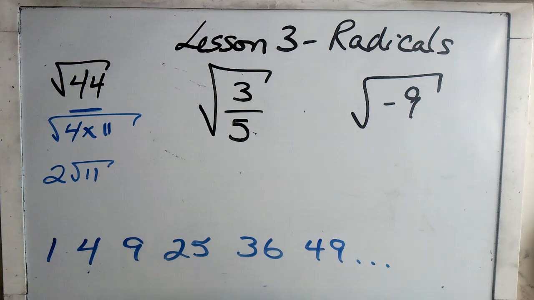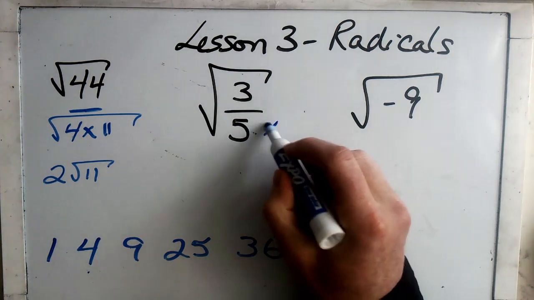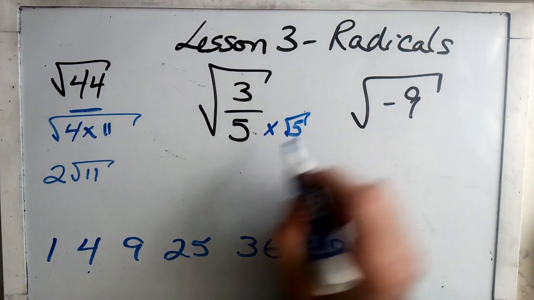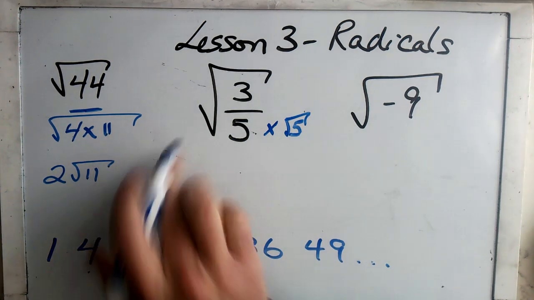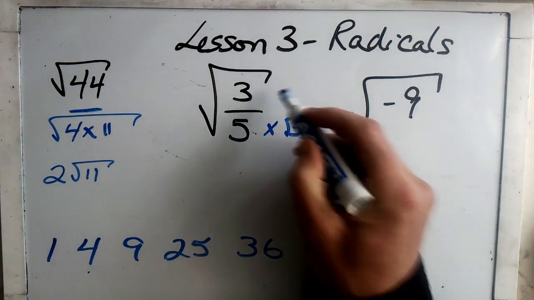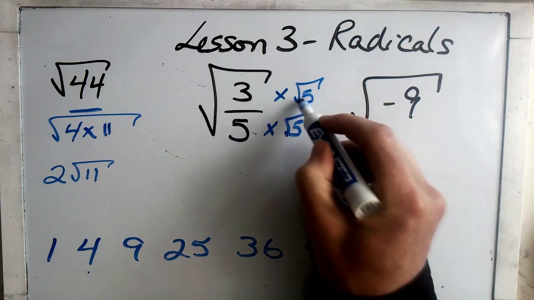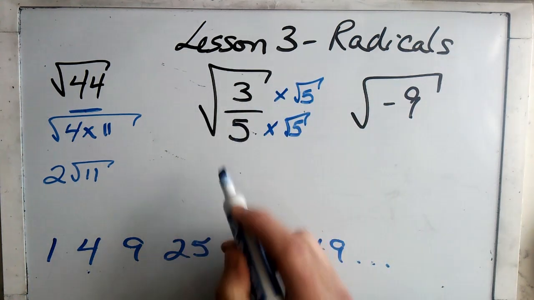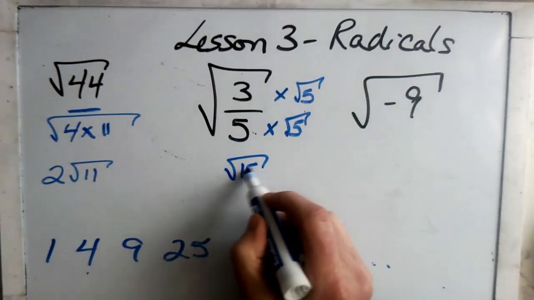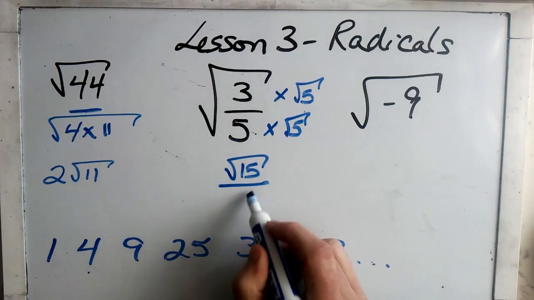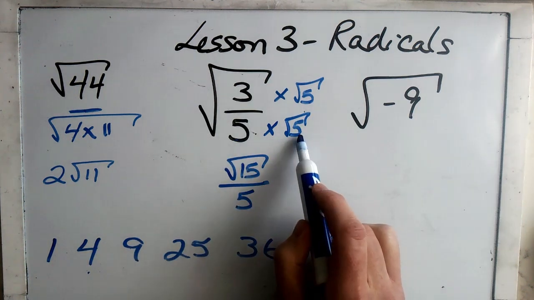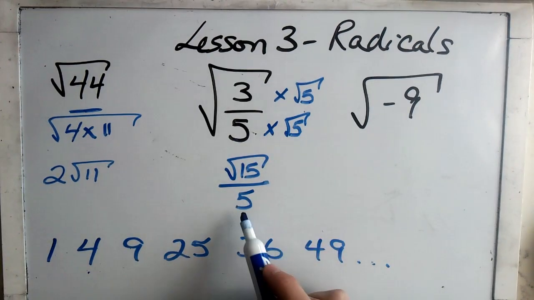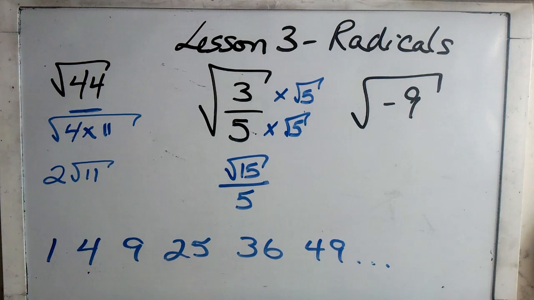So if we do have a radical in the bottom, to get rid of it, we match the radical. Now if there's a number in front, we don't care about that. We've got root 5, we times root 5. So they're both inside, so 3 times 5 is 15. These ones cancel and become 5. So 5 times 5 is 25, but it's square root of 25. We get rid of the radical on bottom.